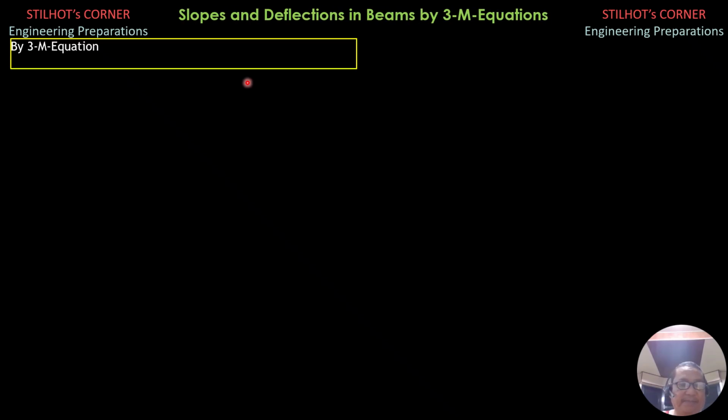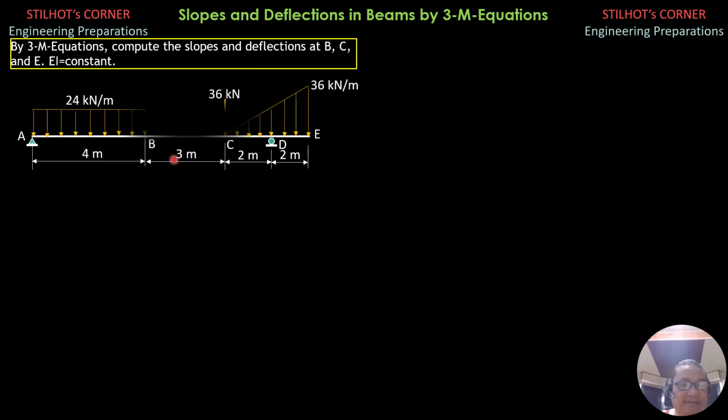So here is the problem. This is a problem in one of the quizzes that I have given to my students. By three moment equation, compute the slopes and the deflection at B, C, and E. EI is constant. So here's the given problem figure.